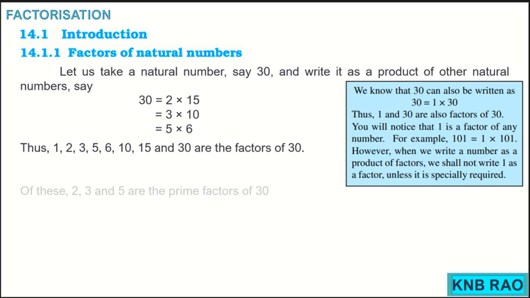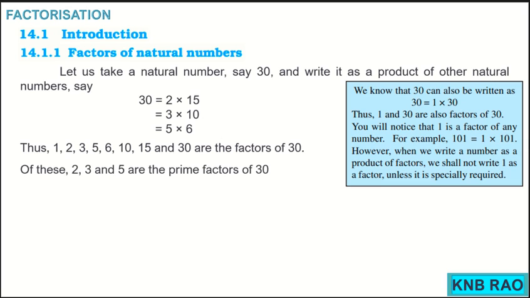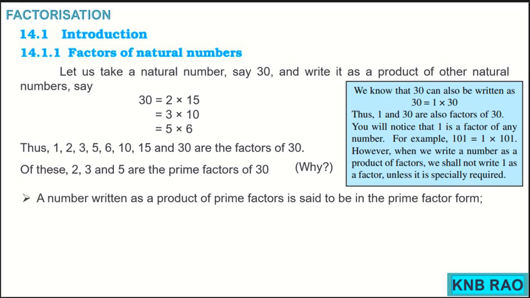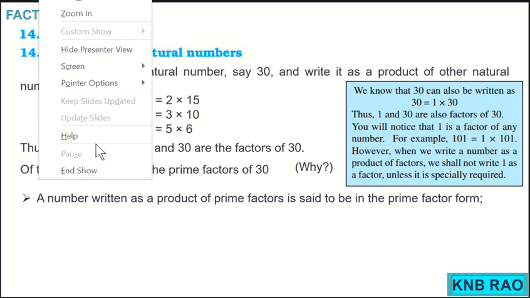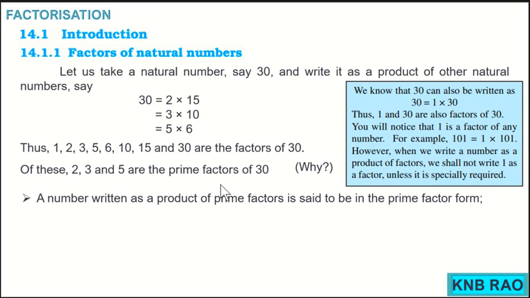Now moving further, amongst these factors, 2, 3 and 5 are prime factors. Do you know why? Because 30 can be expressed as the product of 2, 3 and 5. Since we can write 30 as 2 into 3 into 5, we call these 2, 3 and 5 the prime factors of 30.